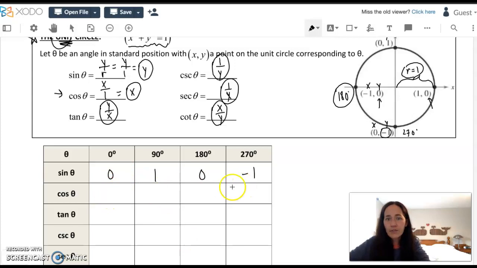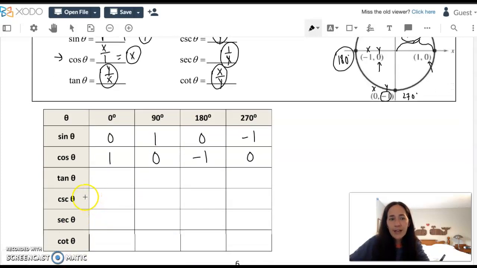How about the cosine of each? Cosine, I'm going to just list all the 4 x values. So 1, x value of 0 when you're up at 90, x value of -1, and x value of 0. You see these zeros and ones and -1s cycle through. The tangent, actually what's kind of crazy is, once I have these 2 columns listed, that should unlock the entire rest of the table for me.